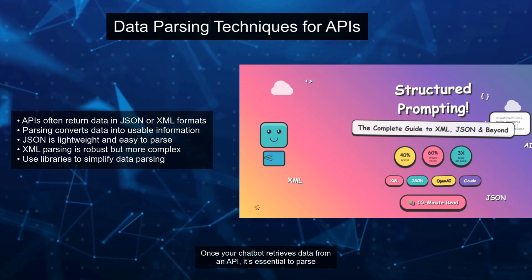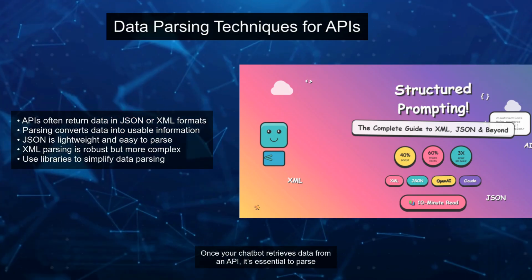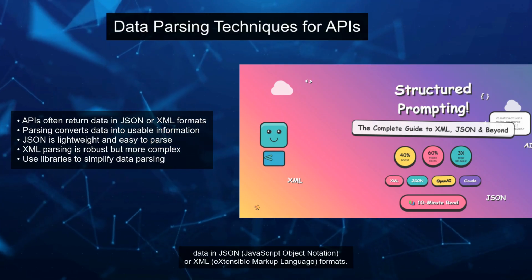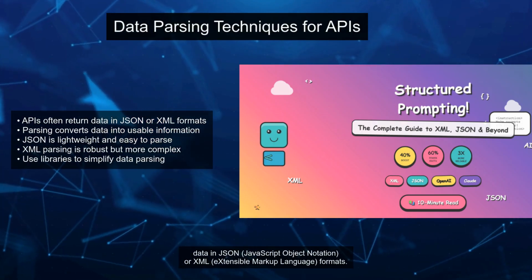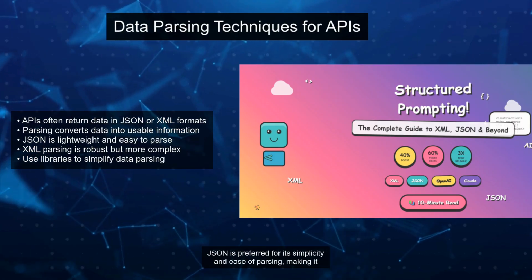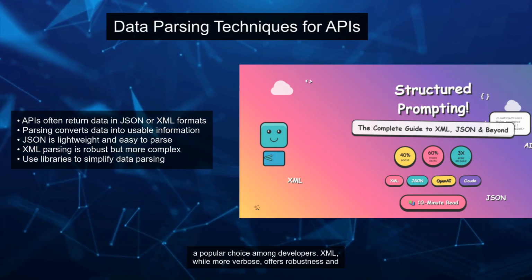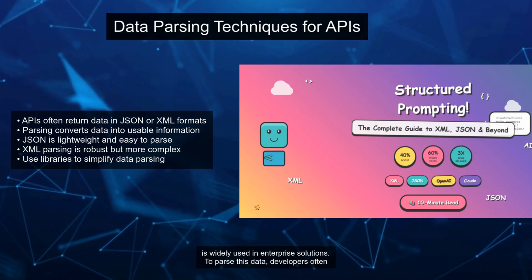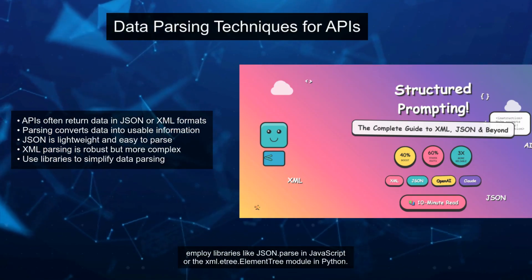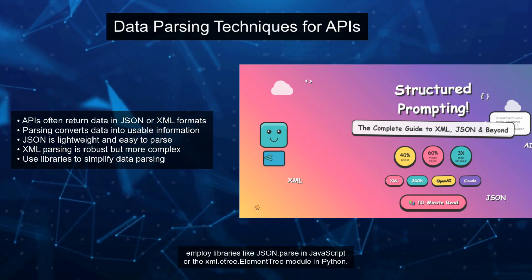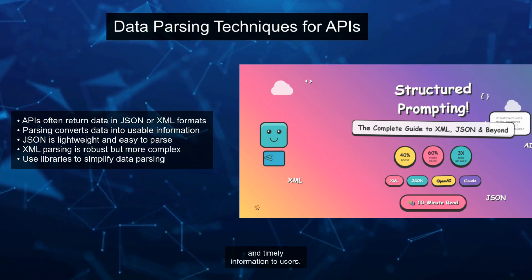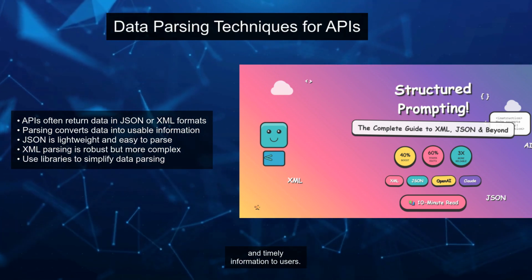Once your chatbot retrieves data from an API, it's essential to parse this data into a format that it can use. APIs typically return data in JSON, JavaScript Object Notation, or XML, extensible markup language, formats. JSON is preferred for its simplicity and ease of parsing, making it a popular choice among developers. XML, while more verbose, offers robustness and is widely used in enterprise solutions. To parse this data, developers often employ libraries like JSON.parse in JavaScript or the XML.etree.elementtree module in Python. These tools automate the conversion process, allowing your chatbot to deliver accurate and timely information to users.